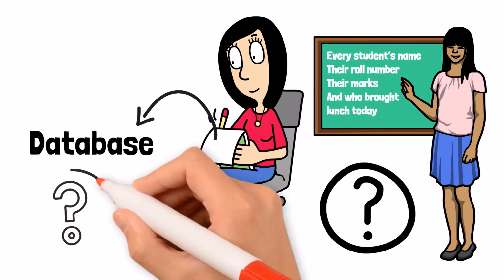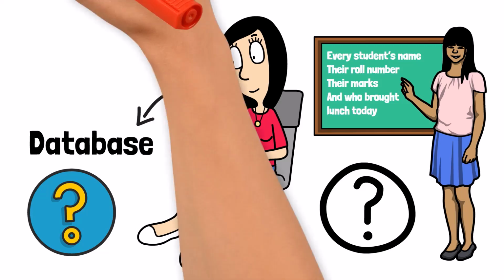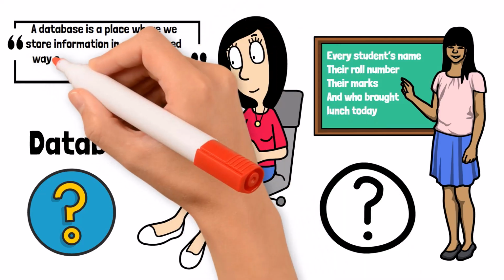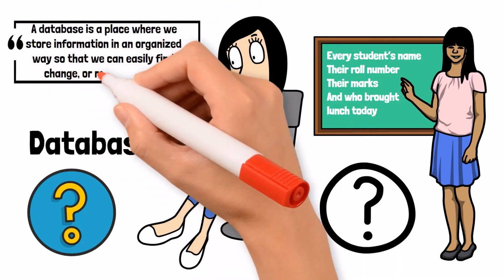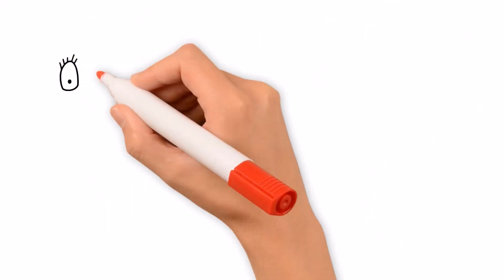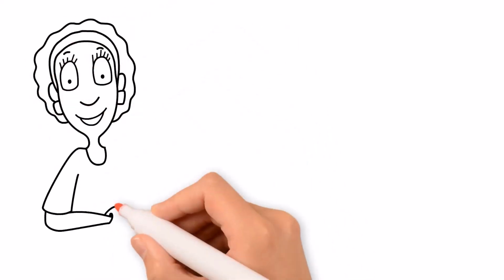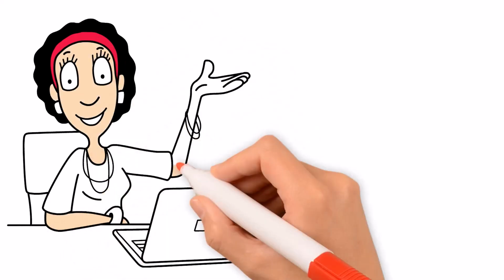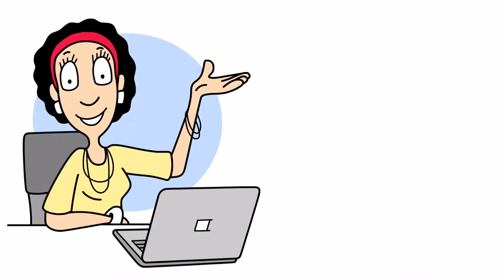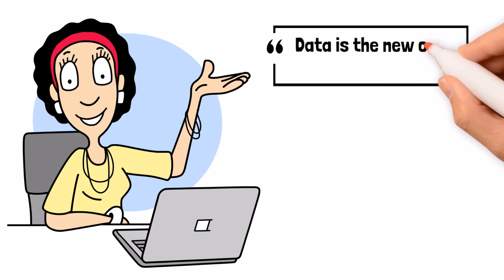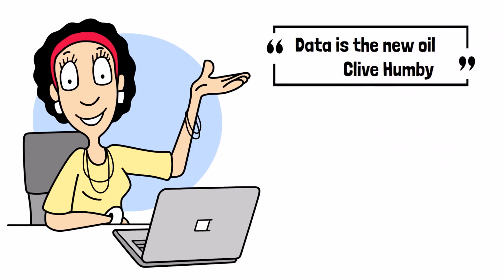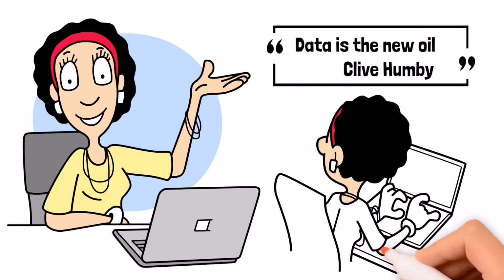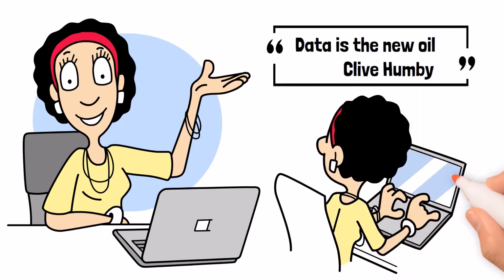So what is a database? In simple words, a database is a place where we store information in an organized way so that we can easily find, change, or remove it later. Instead of a paper notebook, computers use digital databases to store huge amounts of data, like phone numbers, pictures, videos, and even your passwords. A popular quote in tech is, "Data is the new oil." Clive Humby. And just like we need machines to drill oil, we need tools to search and use data. That's where SQL comes in.